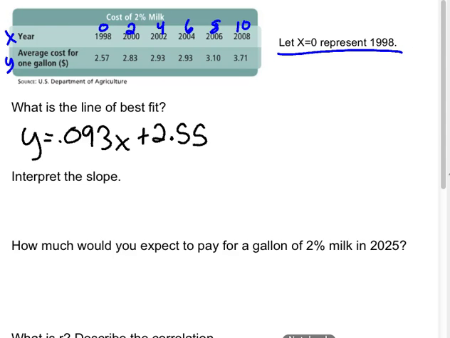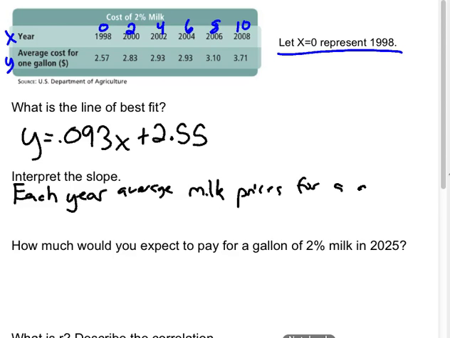So interpret the slope. So x's are counting the years. So each year, average milk prices for a gallon, what do they do? They increase by that amount. Increase by $0.093. So they go up about 9 cents every year, according to this model.